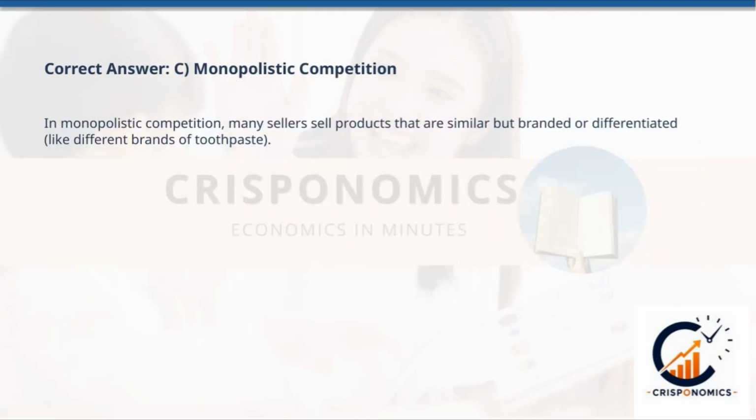In monopolistic competition, we have many sellers offering products that are similar, but each one is branded or slightly different. Think about toothpaste, lots of options, but each brand tries to stand out with its own flavor or packaging. This setup means no single seller controls the market, but they still compete by making their product unique. That's the key idea behind monopolistic competition.